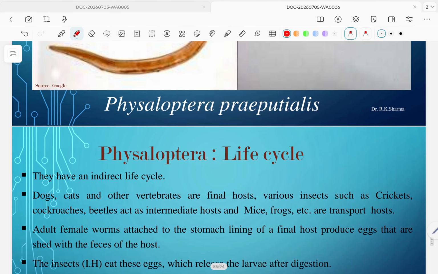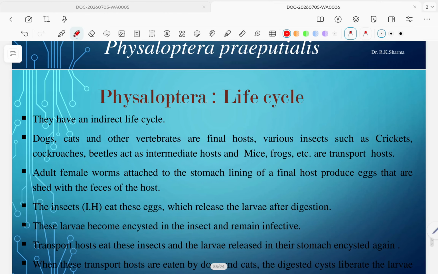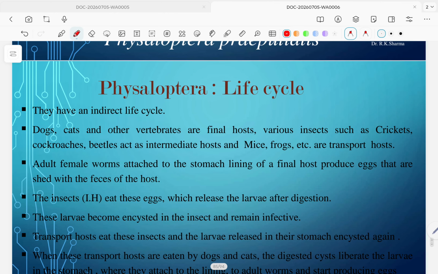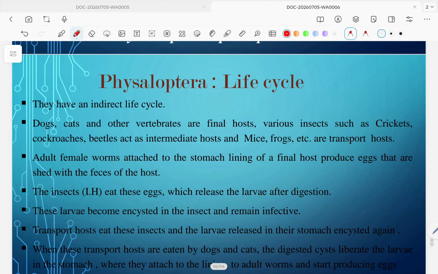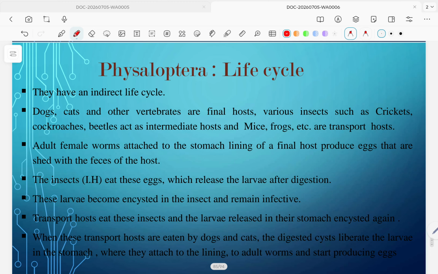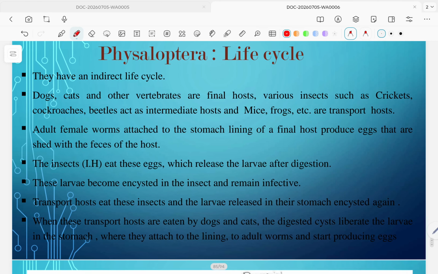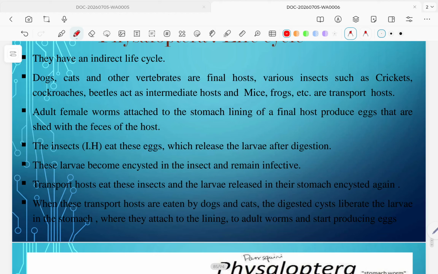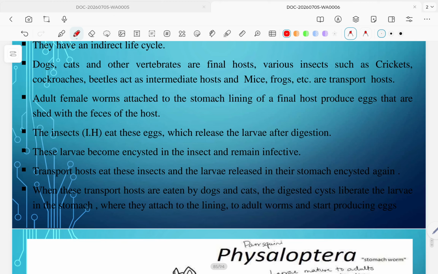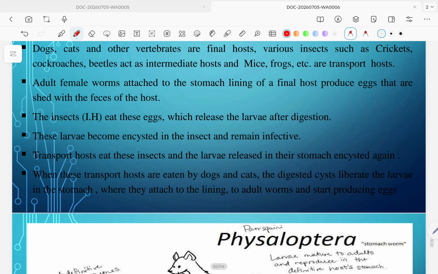Physaloptera life cycle. They have an indirect life cycle. Dog, cat, and other vertebrates are final hosts. Various insects such as cricket, cockroaches, and beetles act as intermediate hosts, and mice, frogs, etc. are transport hosts. Adult female worms attached to the stomach lining of a final host produce eggs that are shed with the passage of the host.